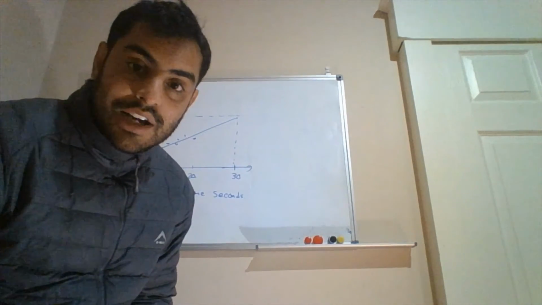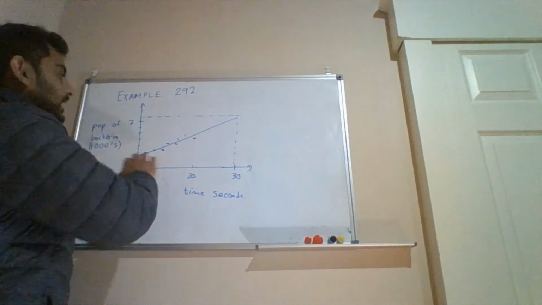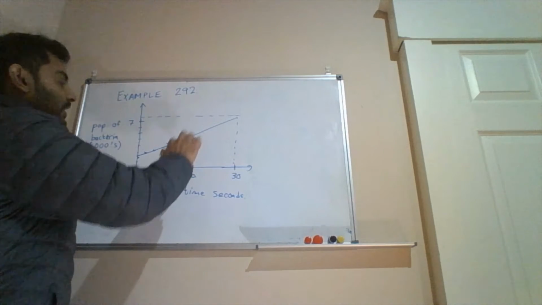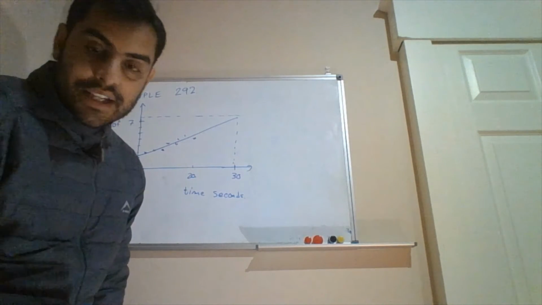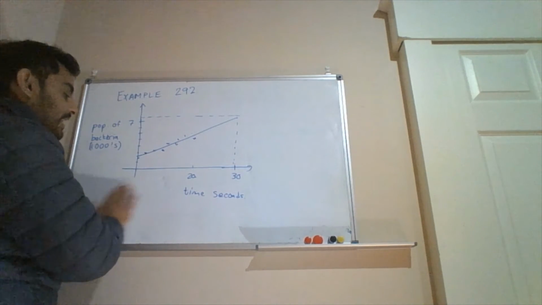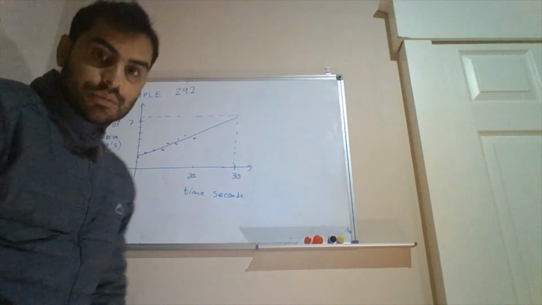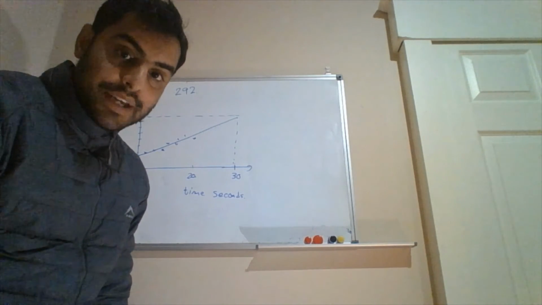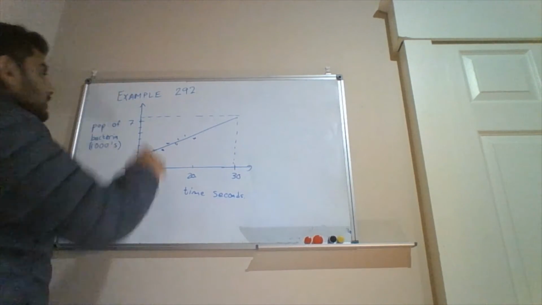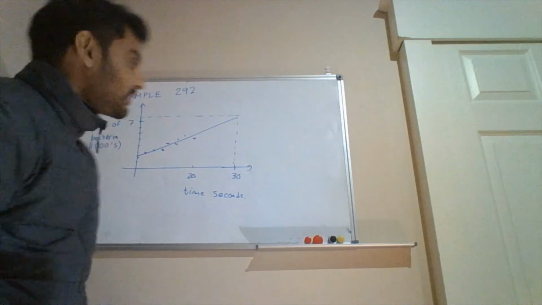This graph describes population growth of bacteria over time, and we can see that as time passes, the number of bacteria increases. On the horizontal axis, we have our time measured in seconds, and on the vertical axis, we have the population of bacteria in thousands. So where we see the 7, it would represent 7,000.